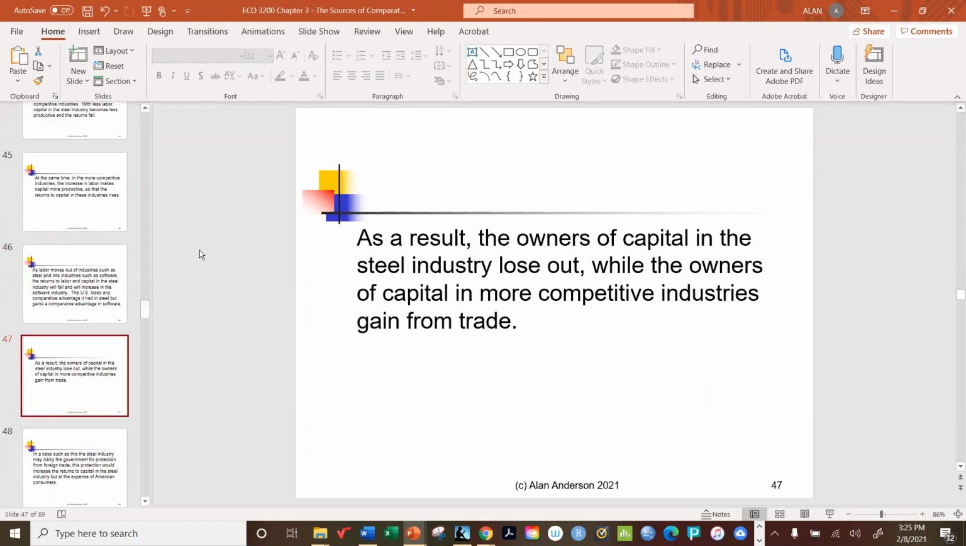So the owners of capital in the steel industry are losing. The owners of capital in the more competitive industry are actually gaining. So when you ask people who favors trade and who doesn't, the people who work in the steel industry will say we hate it. And the people who work in the software industry will say we love it, because trade is costing jobs in the steel industry, but it's helping increase jobs in the software industries.